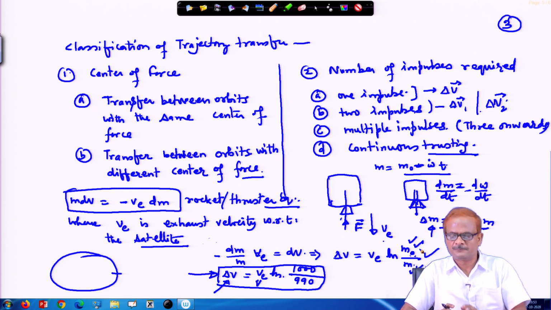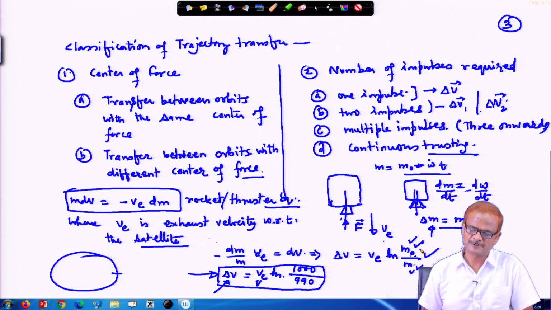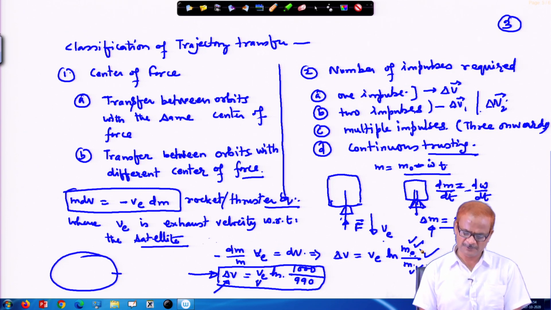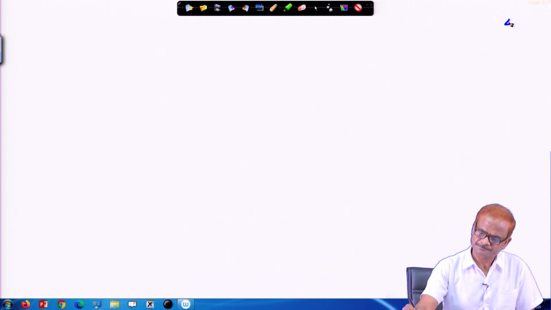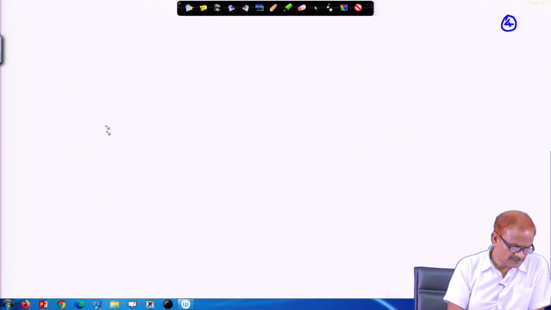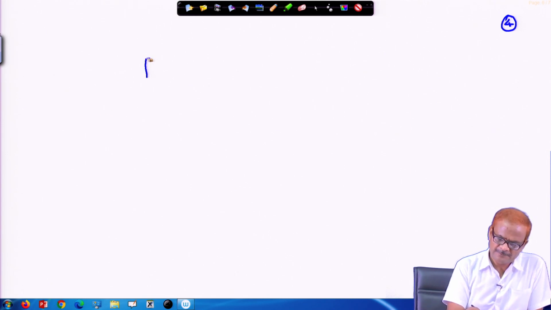However, we do not have that much time to go into each and every detail of all these things, but with the basics that I will cover, you will be able to work out this issue. So, quickly I will wind up the rocket equation.